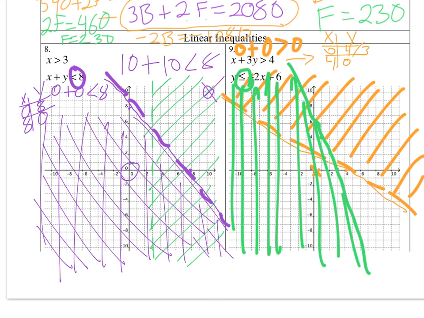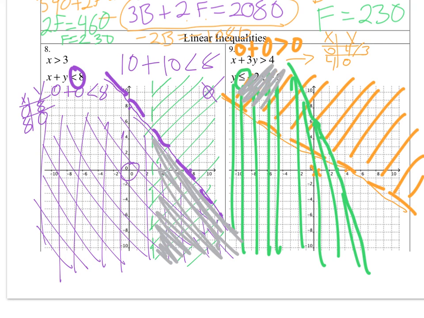The last thing I want to mention for both of these two problems is that our solution to these is the area that both pieces overlap. So for this guy, it's where I have purple and green that I now just colored gray. And for this guy, it's this upper triangle that is green and orange that, again, I'm coloring gray.